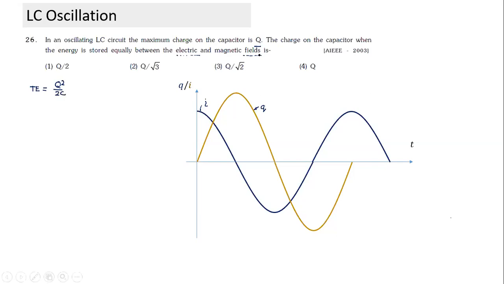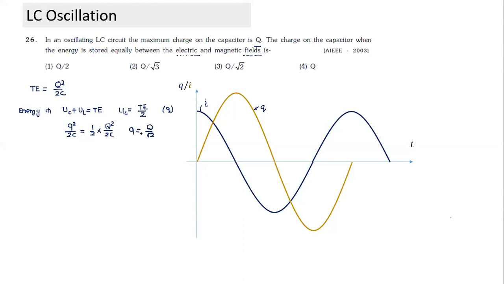Now, if energy is stored equally, the energy in the capacitor will become how much? UC plus UL is equal to total energy. When both are equal, UC, the energy stored in the capacitor, will be half of the total energy. Let me write the charge is Q at that instance. Based on this, I can find the value of Q. Q square by 2C will be equal to 1 by 2 of total energy. So what is Q equal to?